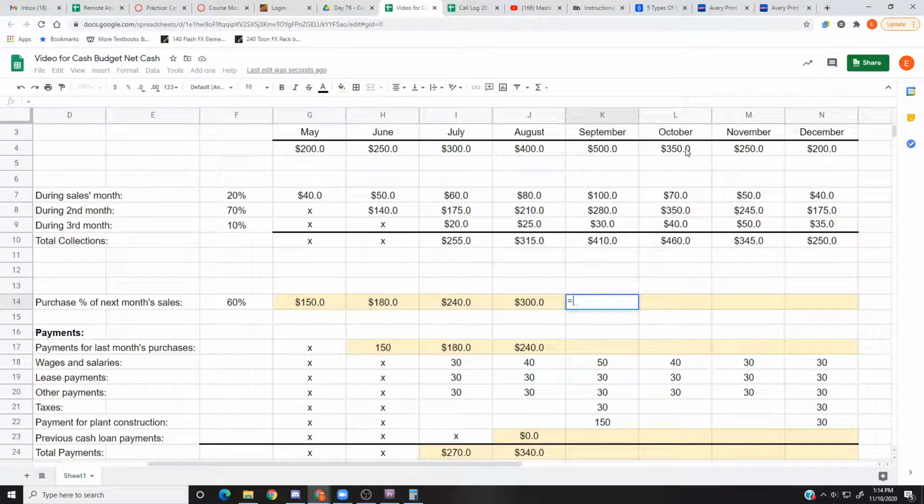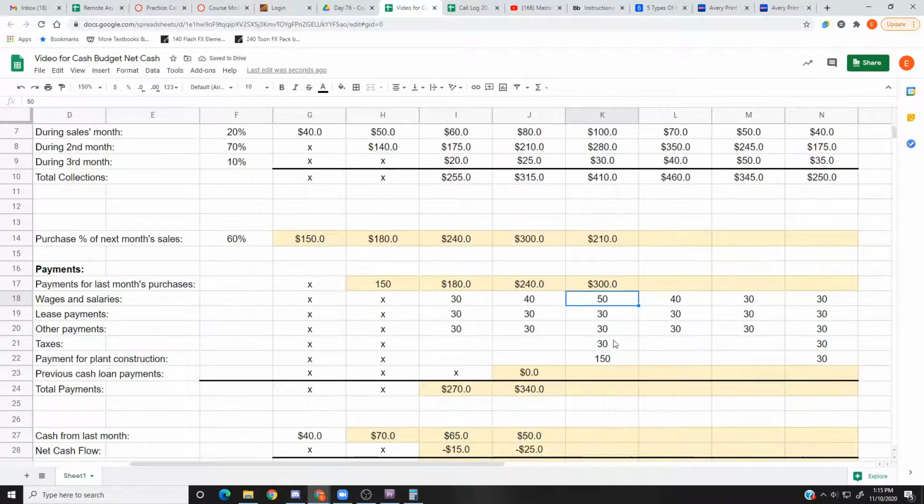I've got October times my 60% for the supplies. I'm going to be spending $210 this month, or I'm going to purchase it this month. Next month, I'm going to spend that $210 to pay for those supplies. Okay, so this month, I got to pay that $300 for the supplies I bought. Boom, I'm paying $300 for the supplies I bought.